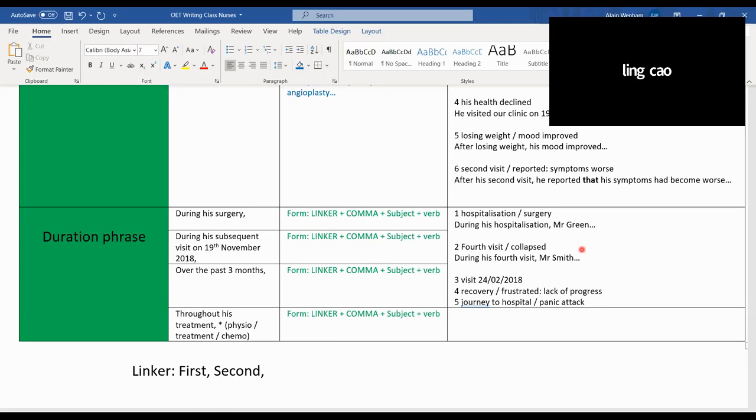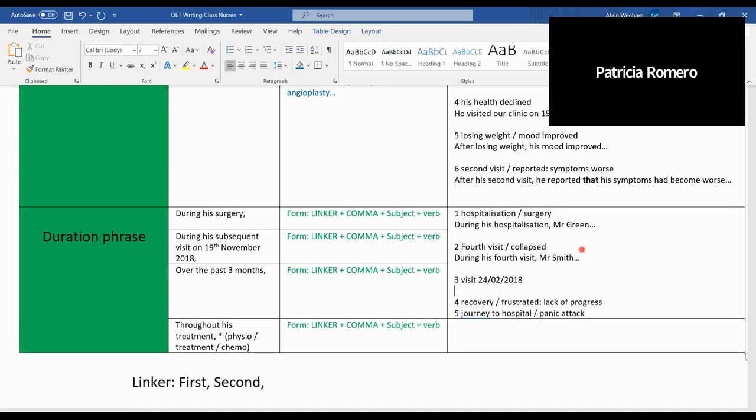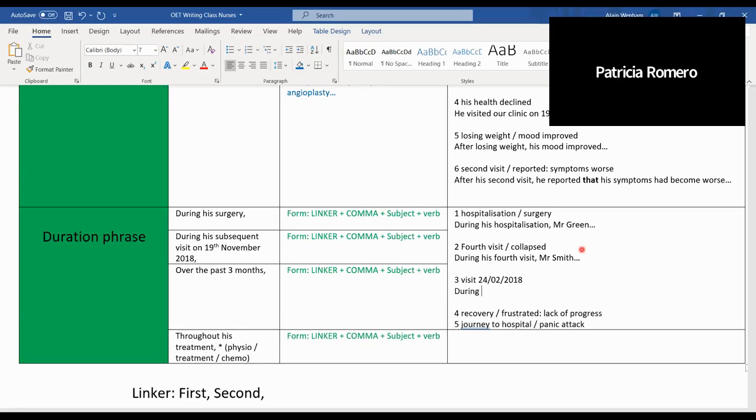Can I just have Patricia for this one? Or Meryl, if you want to try. Yeah, Patricia. Third one, yeah. During his visit on the 24th February 2018. Okay. Do I need to put of here, guys? No. Right, not in the written. Good. And if you want, like Neshka says, you could even put in subsequent, right? I like that. During his subsequent visit. Nice. It sounds very formal, right?